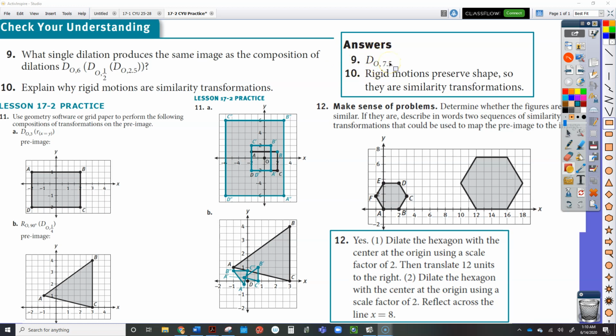That's exactly correct. Explain why rigid motions are similarity transformations. Because they stay the same shape. They actually stay the same size too, and so that scale factor that they have is 1. So they keep the same shape. That's why there's similarity. Okay, so here they wanted you to first reflect it about y equals x.